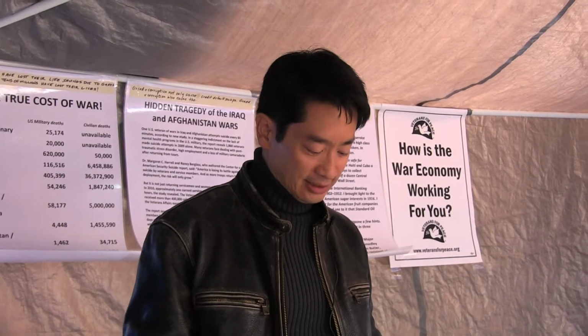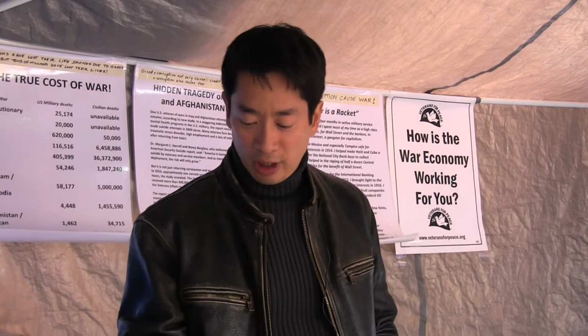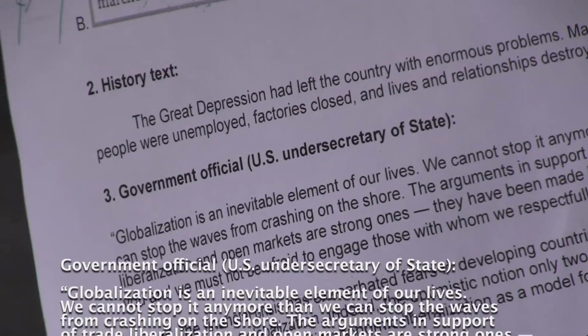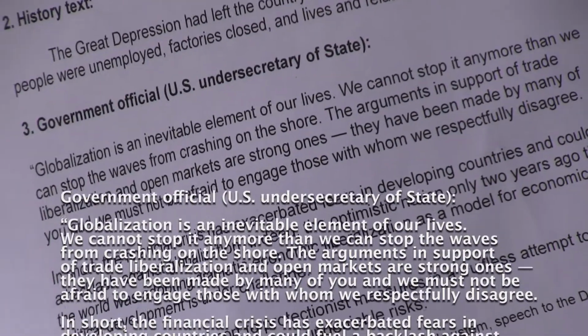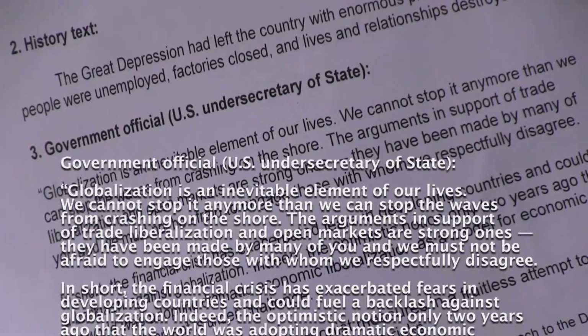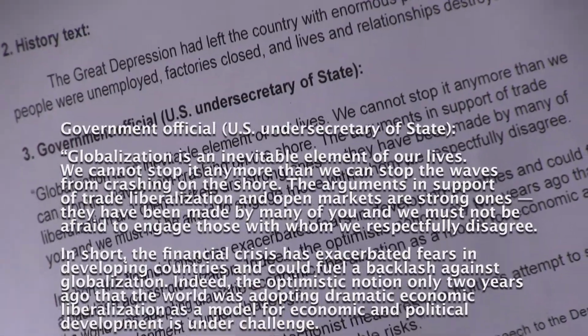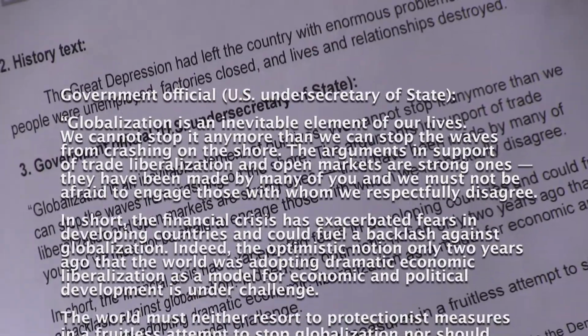All right, let's take a look at number 3, and with your partners, take a look at this official text from the U.S. Undersecretary of State, Eisenstadt.